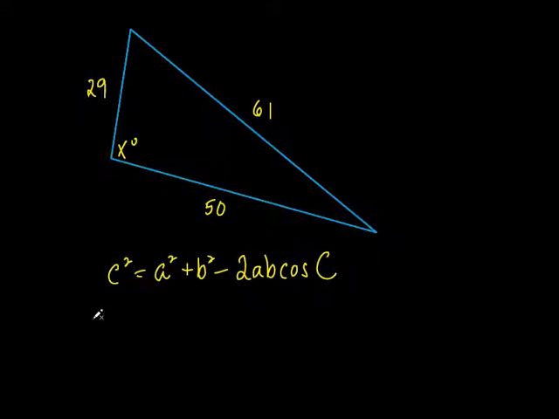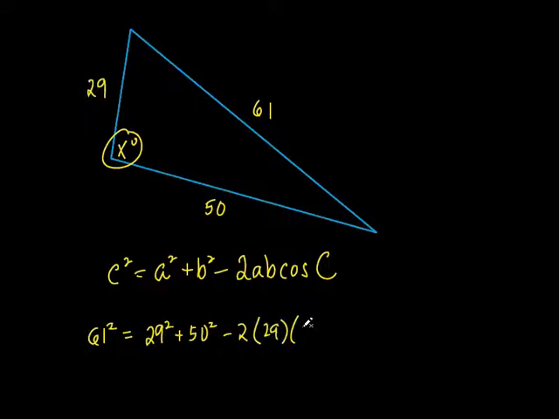So what do we got? We got 61 is what we're going to use, right? Because you're trying to find this angle. So that's kind of like our angle C, isn't it? So this will be like side C. So I'm going to go 61 squared equals, and these are the other two legs of the triangle. So 29 squared plus 50 squared minus 2 times 29 times 50 times the cosine of C.